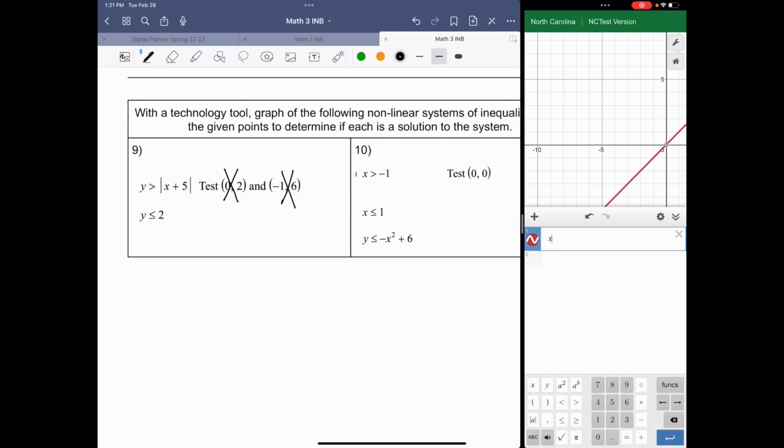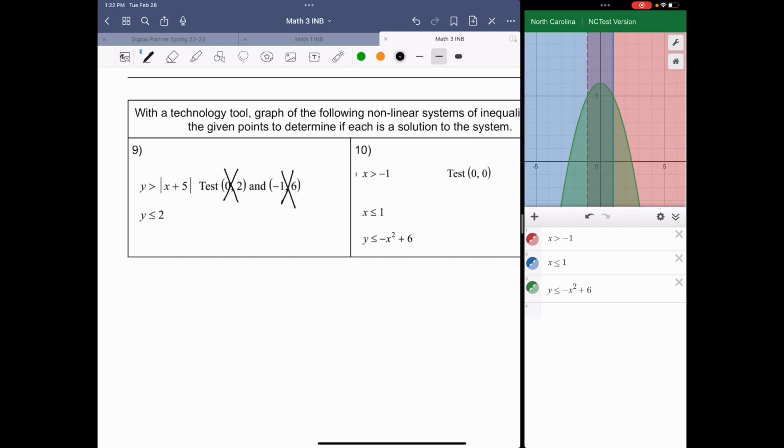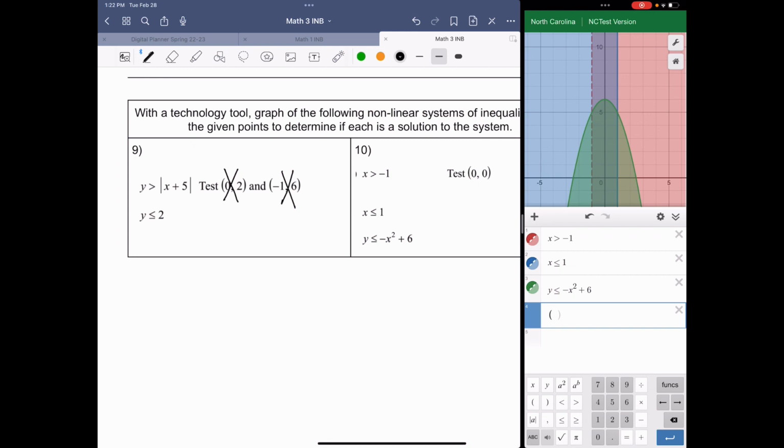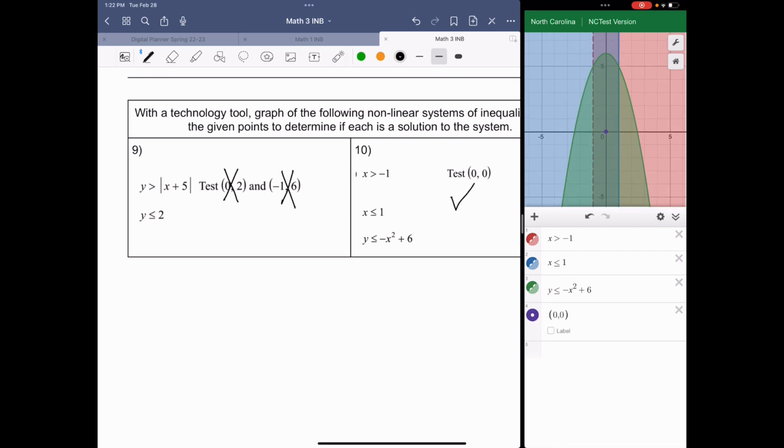All right, and then we have x is greater than negative 1, and then we have x is less than or equal to 1. And then we have y is greater than or equal to negative x squared plus 6. So we got lots going on here, but this overlapping area is like that middle section. So they want us to test 0, 0. So 0, 0 is a solution because it falls in the overlap.